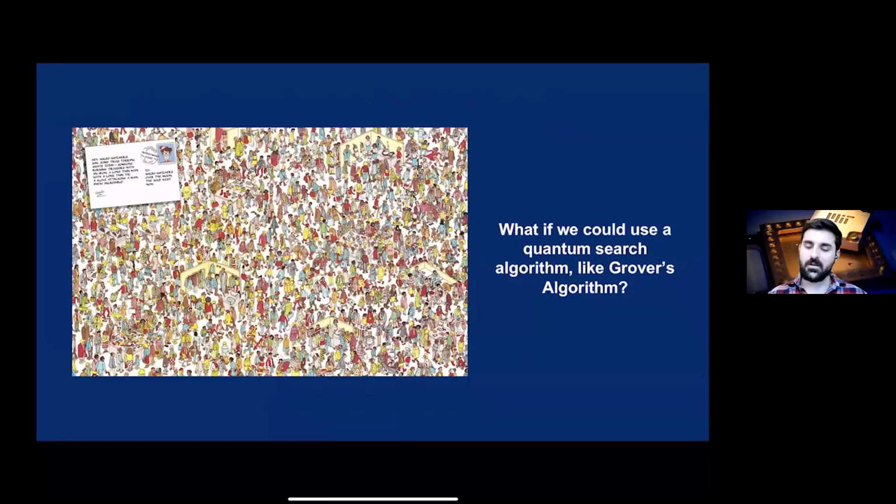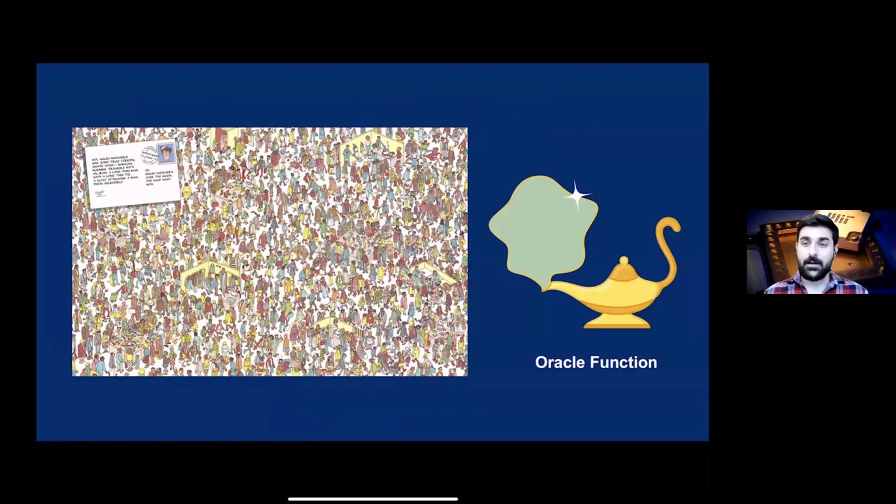Now, what if we could use Grover's search algorithm, or some search algorithm like Grover's, on this picture to find Waldo? Well, we make use of something called an oracle function, which we discussed in the previous lecture. An oracle function is a function that basically knows who Waldo is. We can think of it as a magic genie that, when we get to every character, we can ask, hey genie, is this character Waldo? And the genie will tell you either yes or no instantaneously. So that's the premise of an oracle.